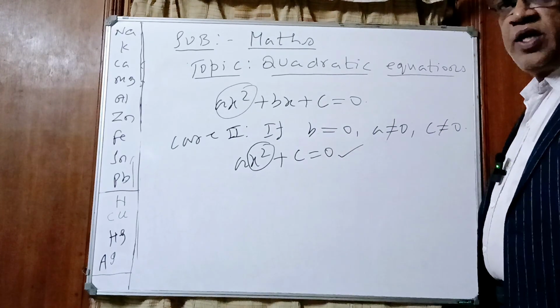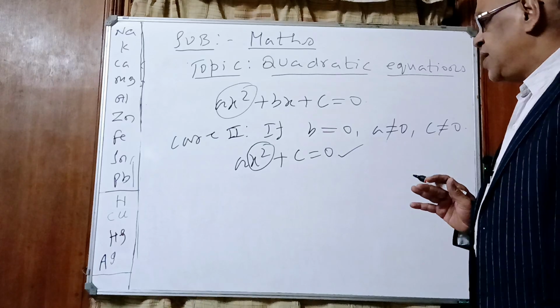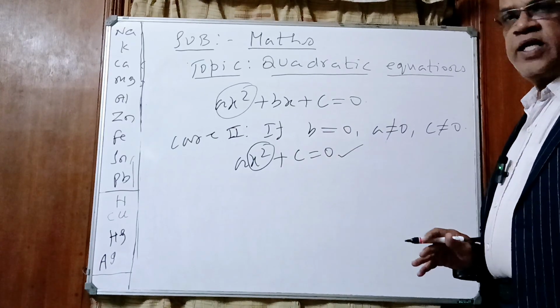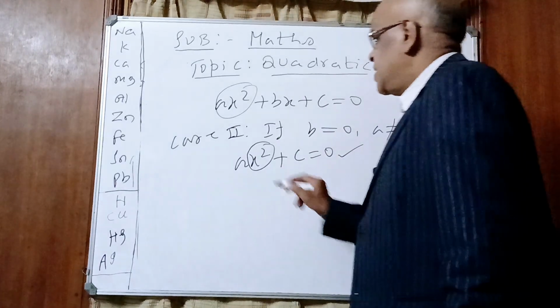Can be positive or negative. But x square remains as a result of it. It remains as a quadratic equation. What is case 3, children?